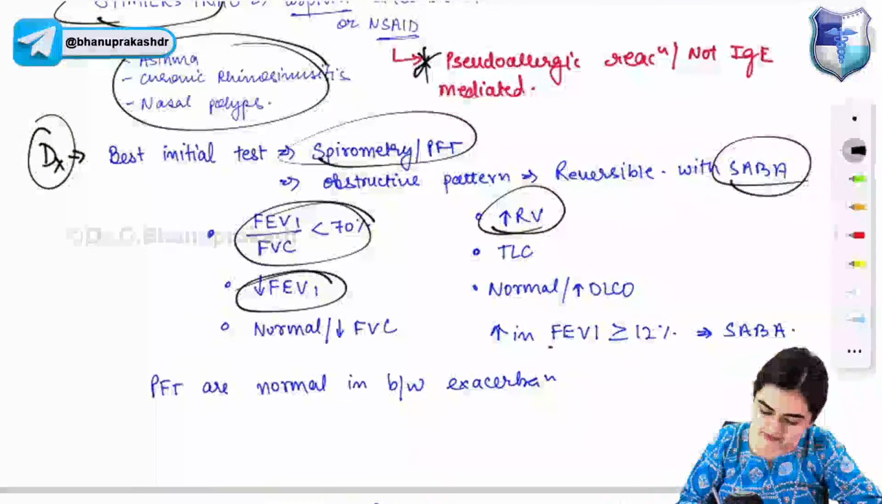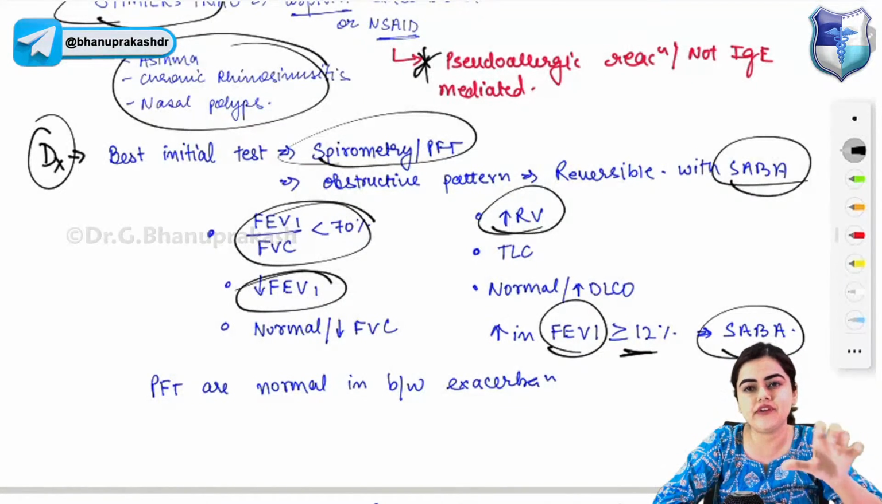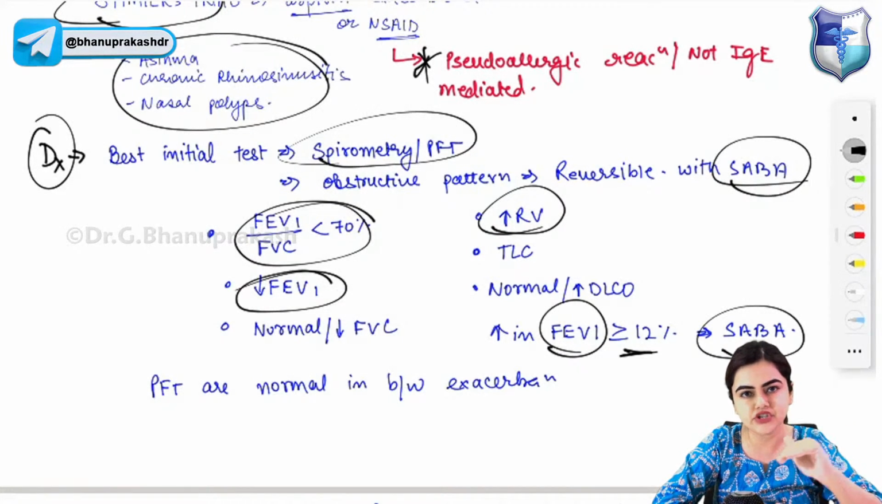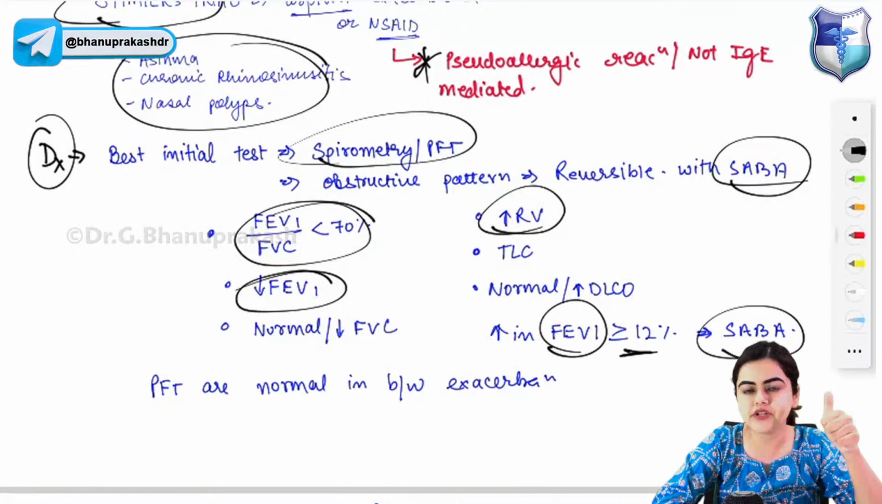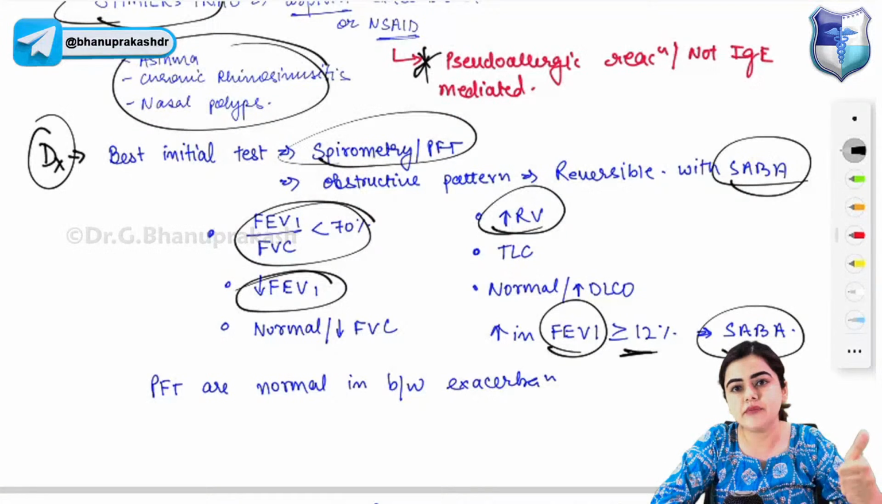Now there is increase in FEV1 value more than 12% on giving SABA. Okay, please remember the FEV1 value, they increase for more than 12% by giving SABA. These are the findings that you get on pulmonary function test in case of asthma. Please remember the findings in pulmonary function test. Revise with me. FEV1 by FVC less than 70%, increase in residual volume. The DLCO value will be normal or increased. Then there will be increase in FEV1 more than 12% on giving SABA, and another one that is decrease in FEV1.